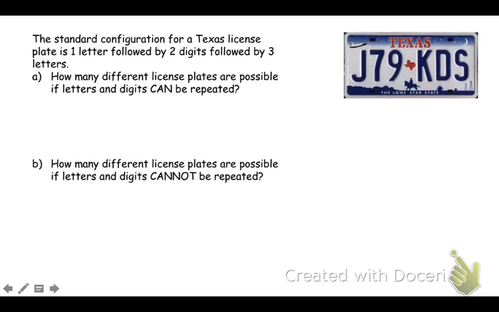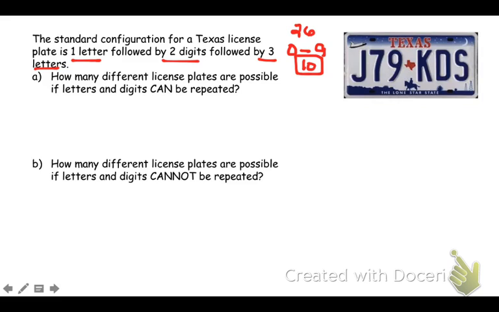In this next example, you're going to see that a tree diagram isn't going to be very practical. We're looking at a Texas license plate, and it says that a typical license plate has 1 letter followed by 2 digits followed by 3 letters. So you need to know that there are 26 letters in the alphabet, and when we're looking at our digits, it will be 0 through 9, so that means there are 10 possible digits.